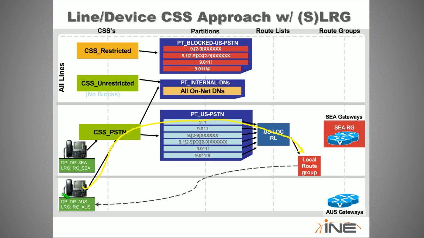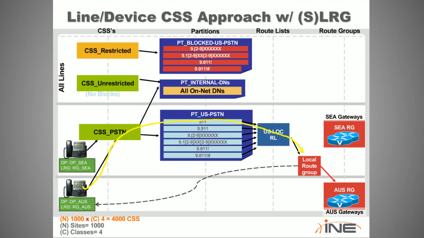Local route group goes back to the calling party, says, what's your device pool? Inside of there, what's your explicit route group? I found that it's the Austin route group. I'll replace myself with that route group, and the call is routed out to the Austin gateways via the Austin route group.